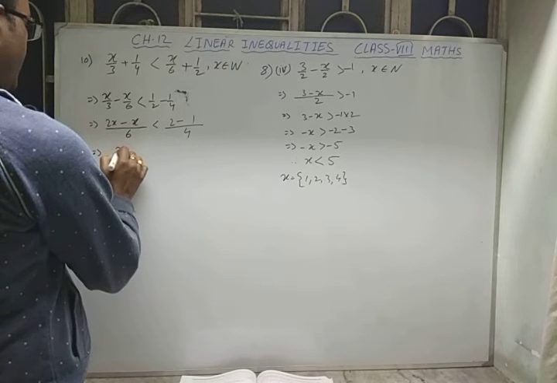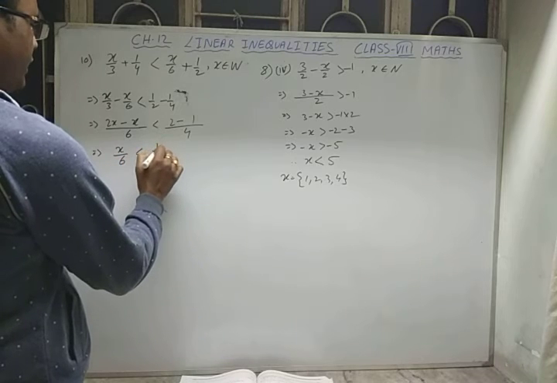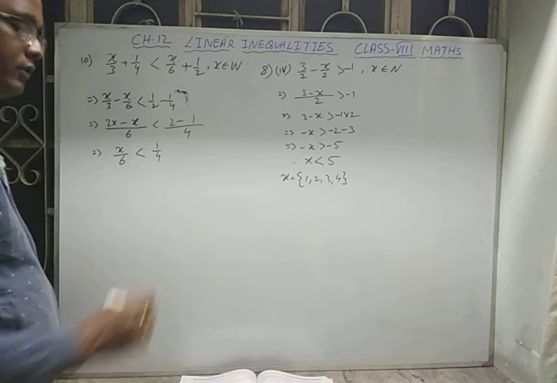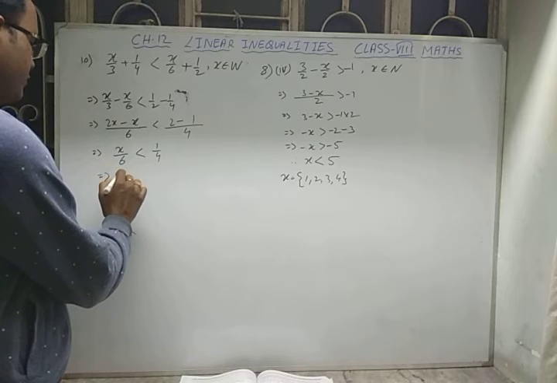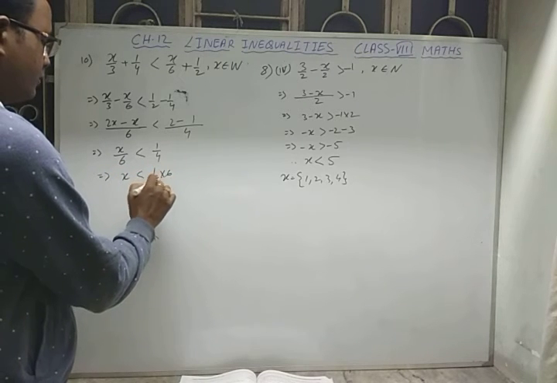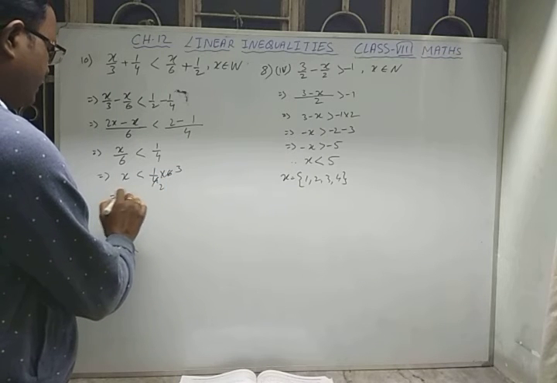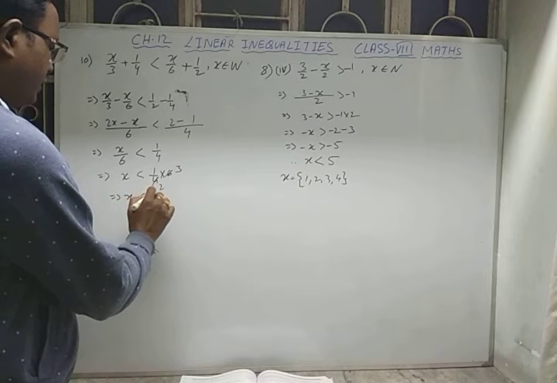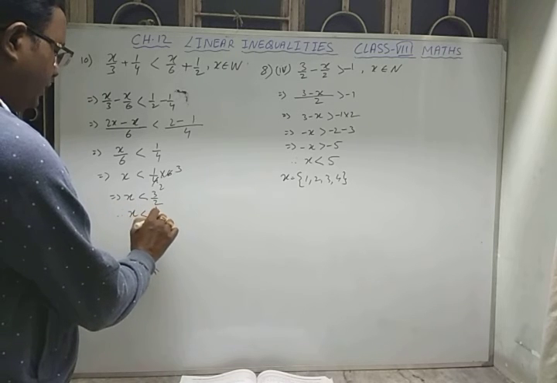So it will be 2x minus x is x by 6, and here will be 1 by 4. Now what we will do, you take this 6 to the right hand side. It is in division, so it goes to the right hand side and gets multiplied by 1 by 4. So 2 2s are 4, 2 3s are 6. So this implies x is 3 by 2. Therefore x is 1 whole 1 by 2.